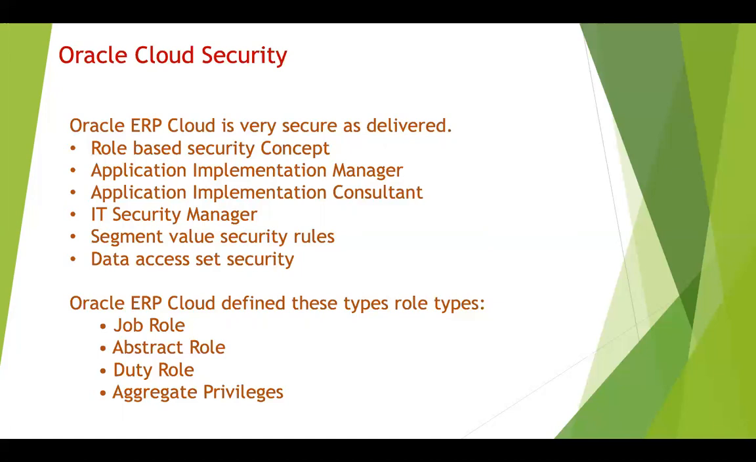The application implementation manager is one of the roles, used when any new project starts. The application implementation manager tracks the progress of that implementation. Initially he assigns tasks to the consultant, the next level being the application implementation consultant. As soon as the consultant performs the task, the application implementation manager comes to know the progress: how much percentage of setups are completed and how much is remaining.